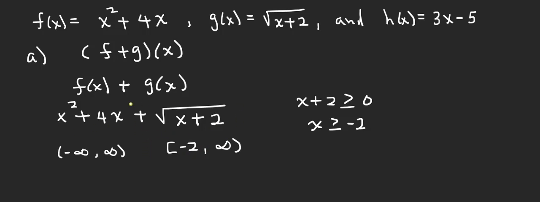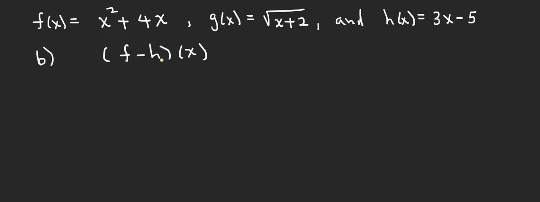However, for this whole thing to exist, it has to be an intersection of these two. So therefore, the domain of f of x plus g of x would be the intersection of these two, which is negative 2 to infinity. So that will be the domain.